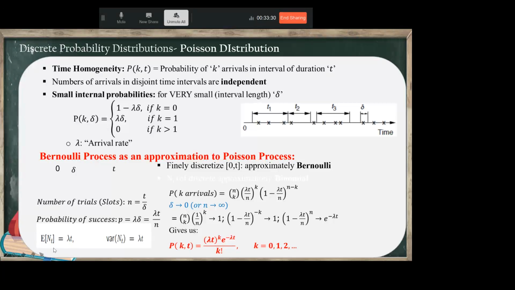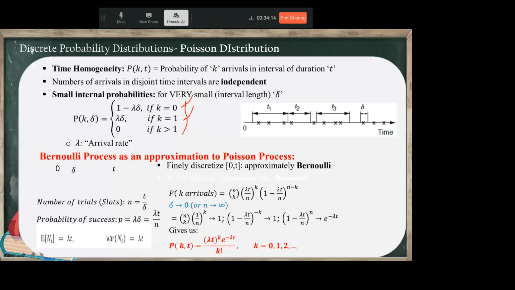It's almost similar to the Bernoulli probability distribution. If a certain event happens, then the probability is p; if it doesn't happen, then 1 minus p, which means q. And it's 0 otherwise, if it's greater than 1 or less than 0. That's the same as a Bernoulli process. Now we are going to use this and approximate it into a Poisson process.